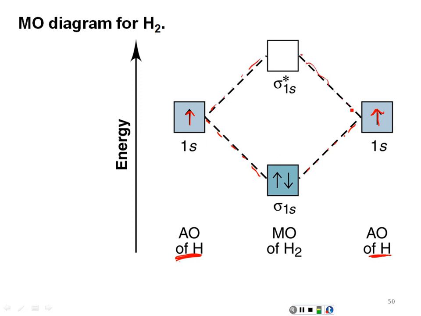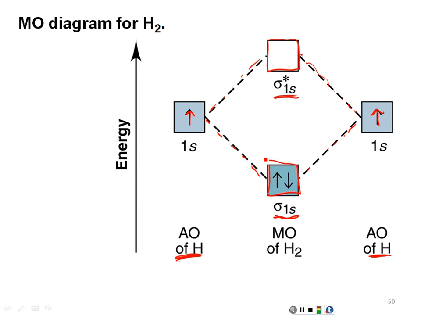We start with 2 atomic orbitals, so we're going to form 2 molecular orbitals. The lower energy molecular orbital is the sigma 1s, the bonding orbital. And the higher energy molecular orbital is the sigma star 1s, the anti-bonding orbital. So these two would be the molecular orbitals of the molecule H2.